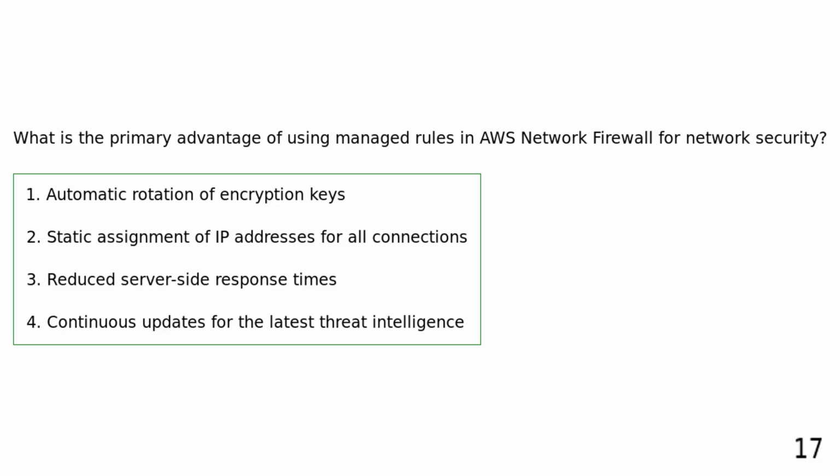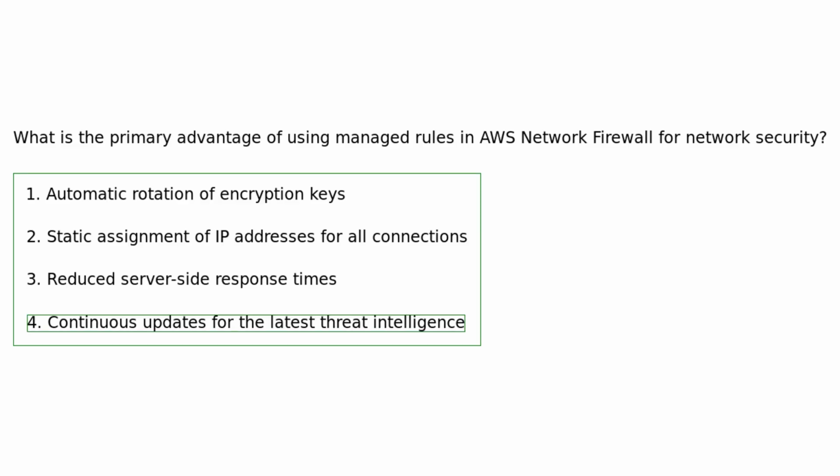What is the primary advantage of using managed rules in AWS Network Firewall for network security? Automatic rotation of encryption keys. Static assignment of IP addresses for all connections. Reduced server-side response times. Continuous updates for the latest threat intelligence. Managed rules in AWS Network Firewall offer continuous updates for the latest threat intelligence, ensuring that your network security configurations are always up to date with the latest protection mechanisms.